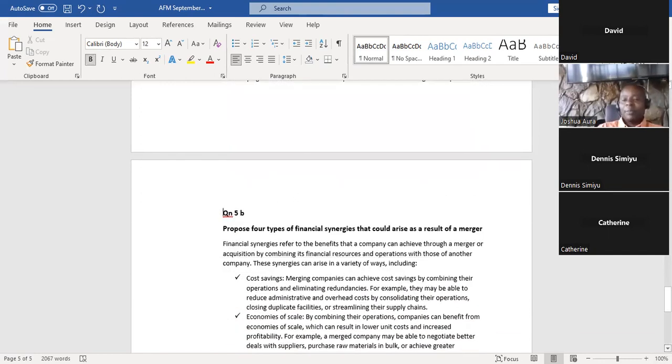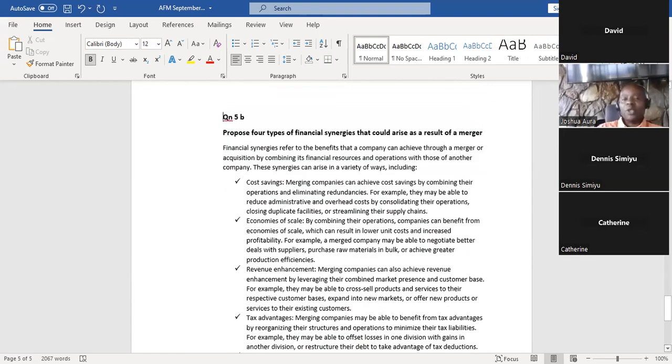Now, ladies and gentlemen, because of the few minutes that I have, I would want to stop sharing now. Listen, this time round, these guys will try asking you a question to do with what can be done from a finance perspective to improve Kenya's economy.